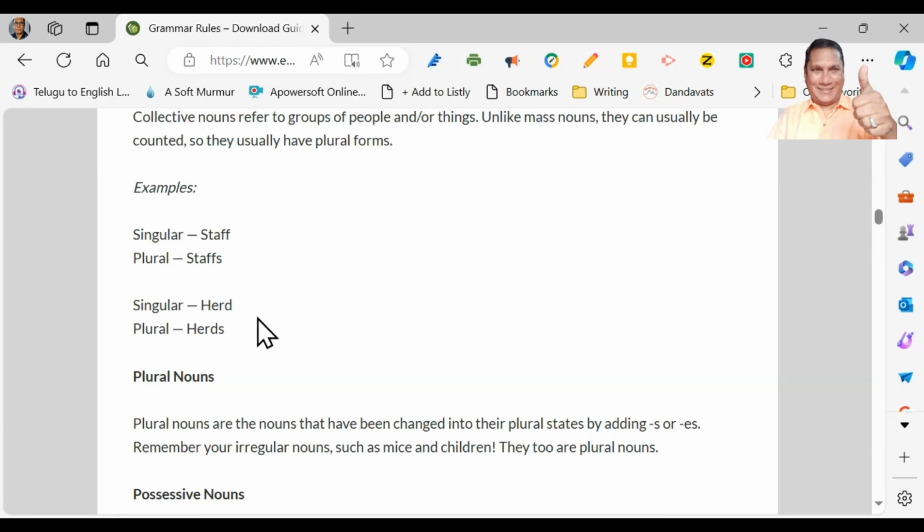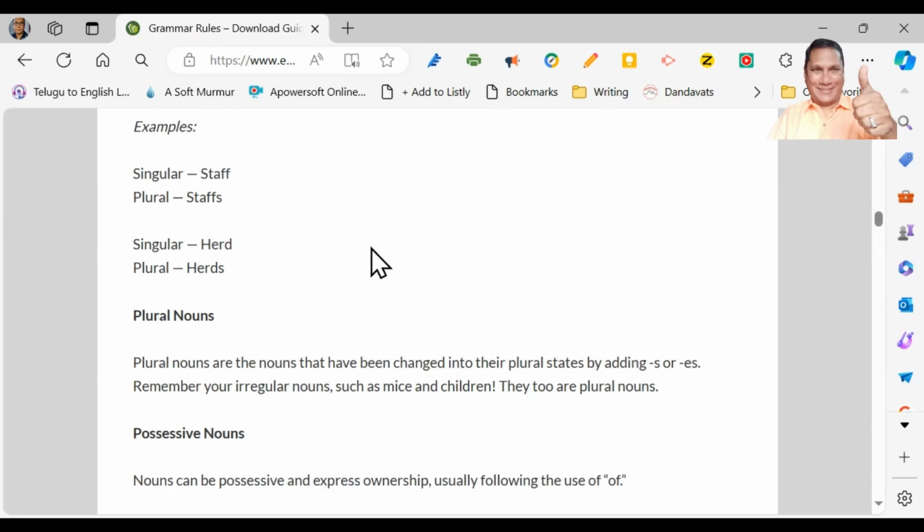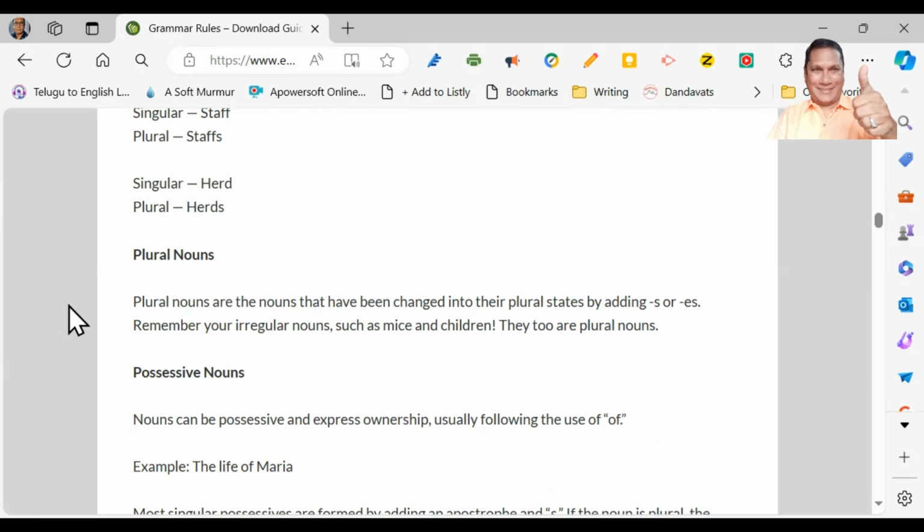Another word, head, heads. And now plural nouns. Plural nouns are the nouns that have been changed into their plural states by adding s or es. Of course, we have irregular nouns also. So these are all called plural nouns.